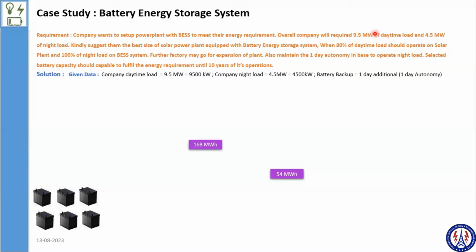7.6 megawatt by 12 hours. Hello? Hello? Yes, so 7.6 by 12 hours.